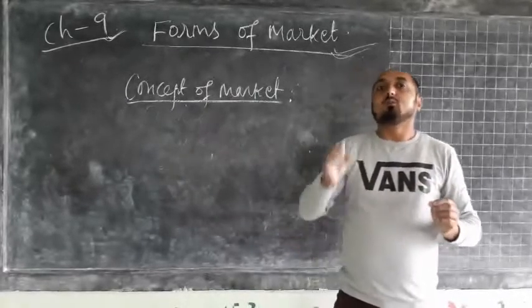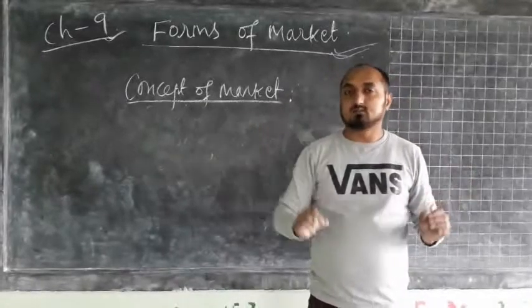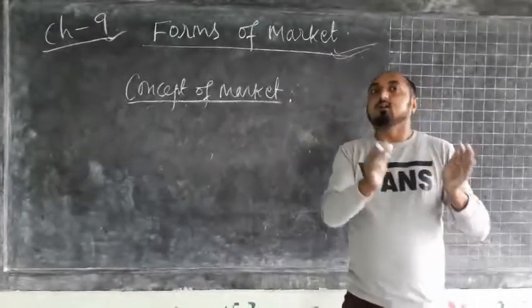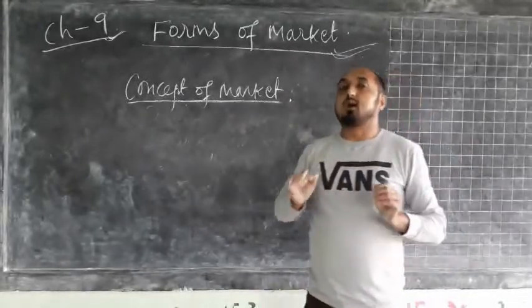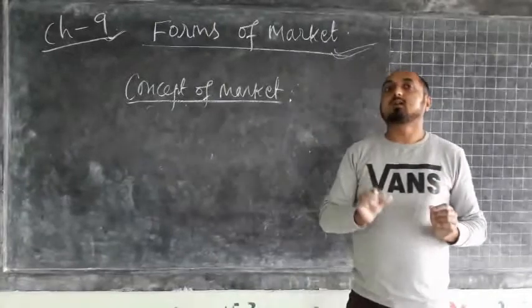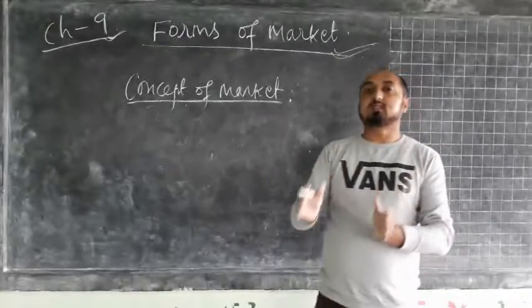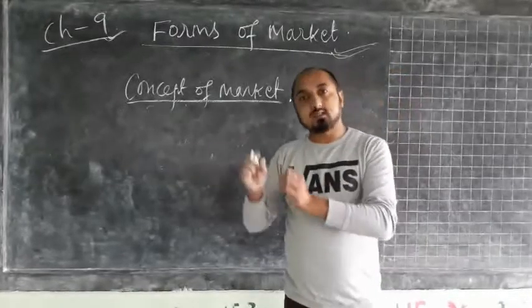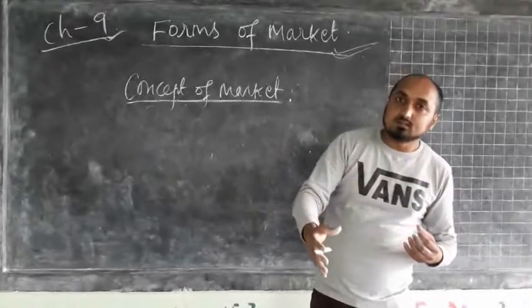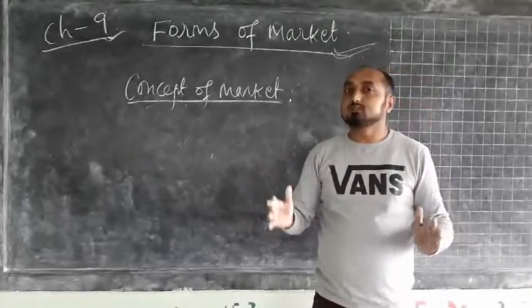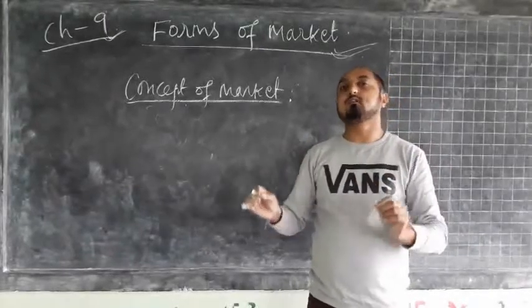So here we should not mention market as a particular place. Once again, suppose you are asked to define market. What will you say? Market is a system or an arrangement in which buyers and sellers come in contact with each other and they make a deal regarding the price and the quantity. So this is the new or modern definition of market.